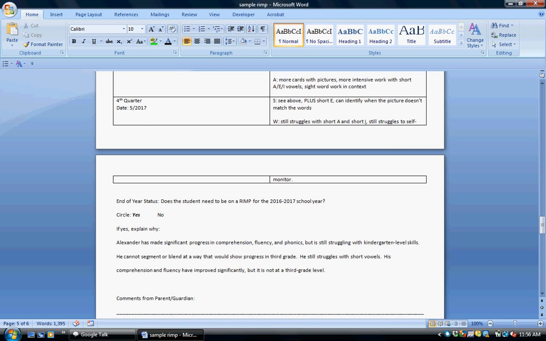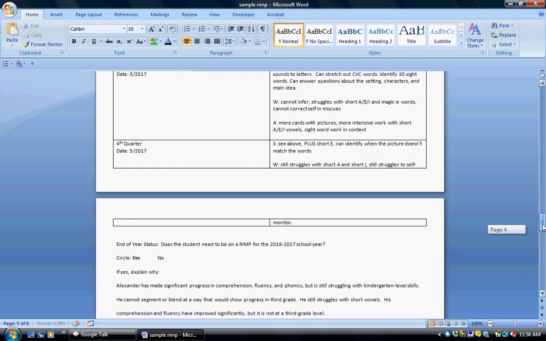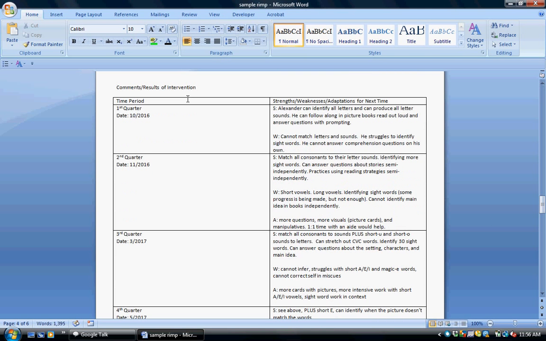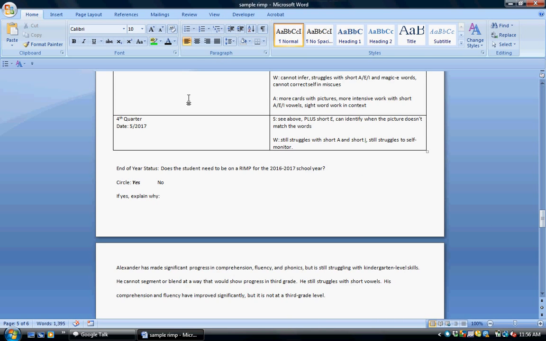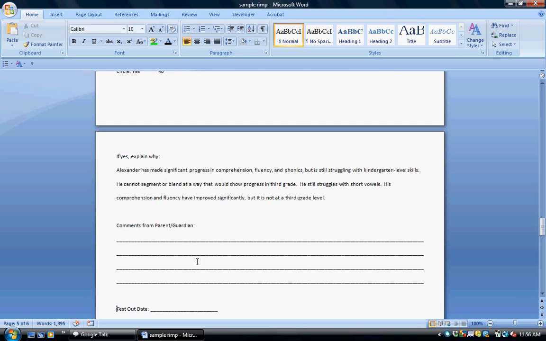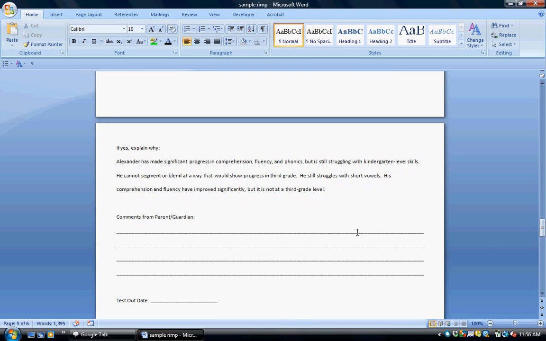Now, when you meet with them to have the retention meeting, you need to bring this because it will all fit on one page. Bring the results of your intervention, the end of year status, your explanation, and then this is where they get to make comments. You need to write this down. So if Alexander's mom says, well, he's got this and this and this, or we totally understand, you write down what they say right here.